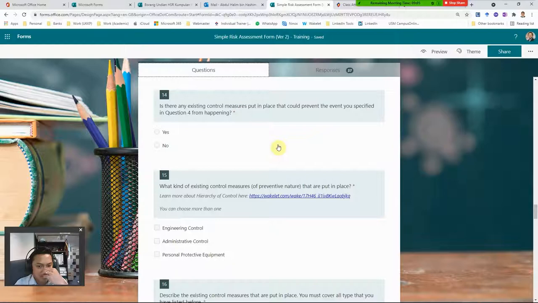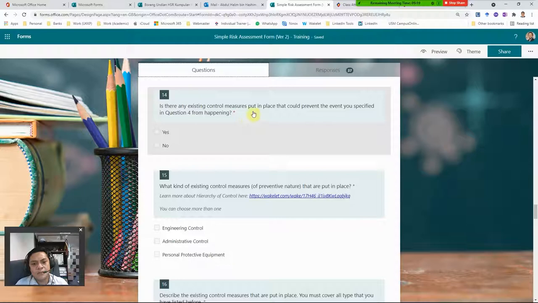So question 14 asks, is there any existing control measure put in place that could prevent the event you specified in question 4 from happening? This is a preventive control measure. If you're using a meat cutting machine, for example, you want to prevent your finger being cut. So what is the protection provided to avoid somebody cutting their finger off? So you just determine whether it is yes or no.